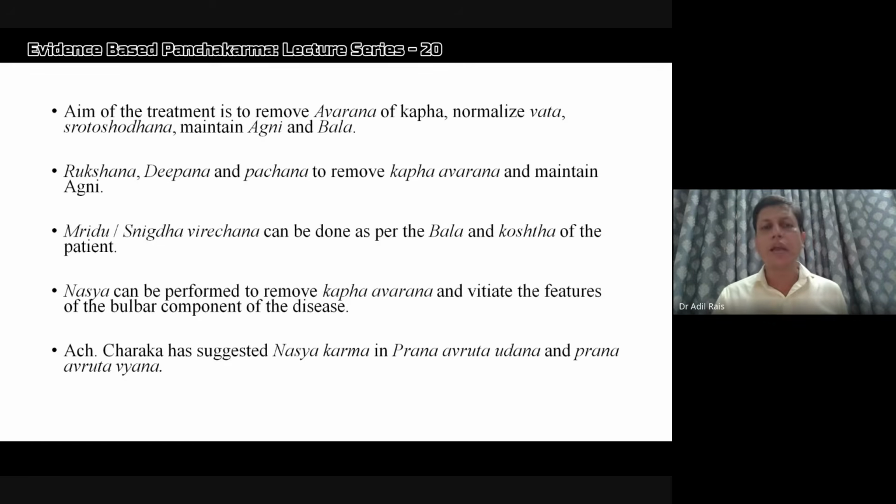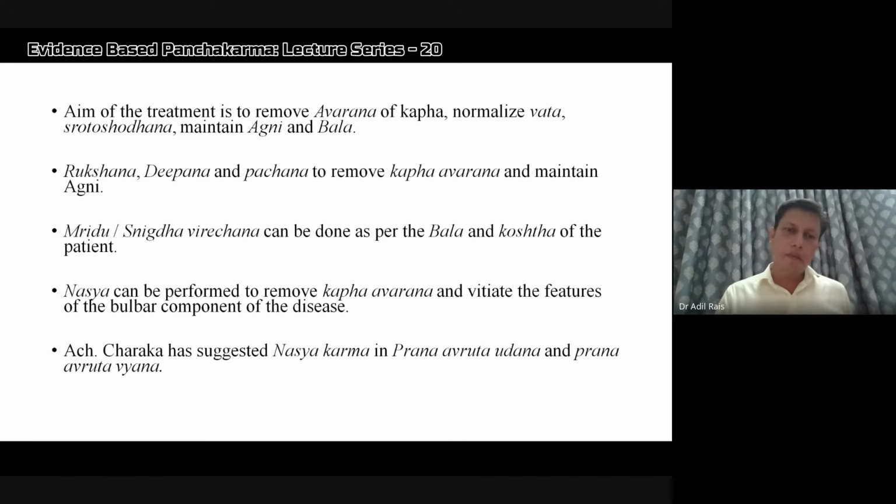Mridu Snigdha Virechan can be done. If possible, the patient can also undergo Virechan Karma if his physique, bal and strength allow. Nasya can be performed to remove Kapha Avaran and the vitiated features of the bulbar component of the disease. Acharya Charak has suggested Nasya Karma in Pranavrit Udan and Pranavrit Vyan.